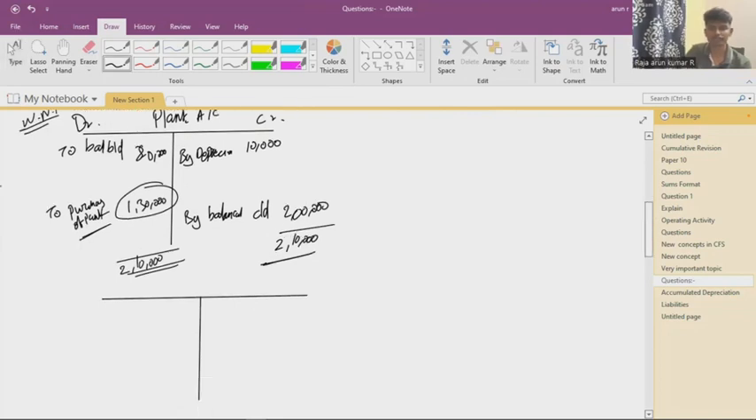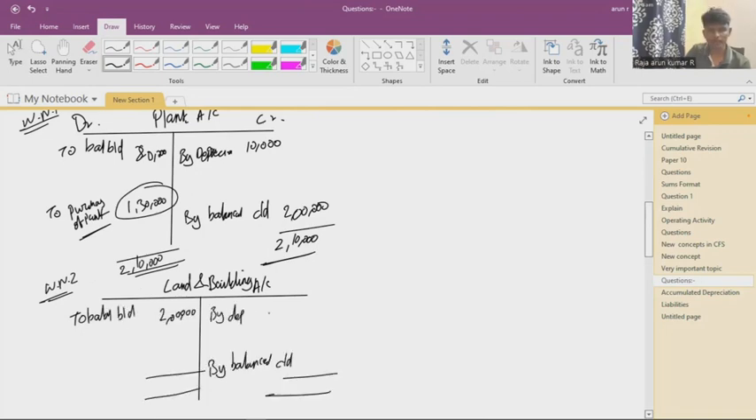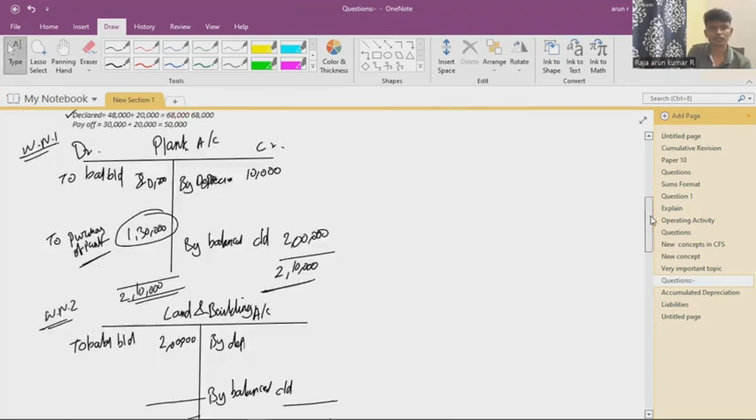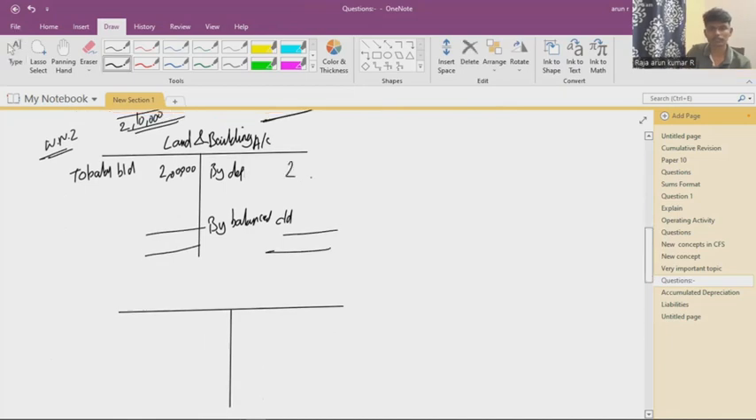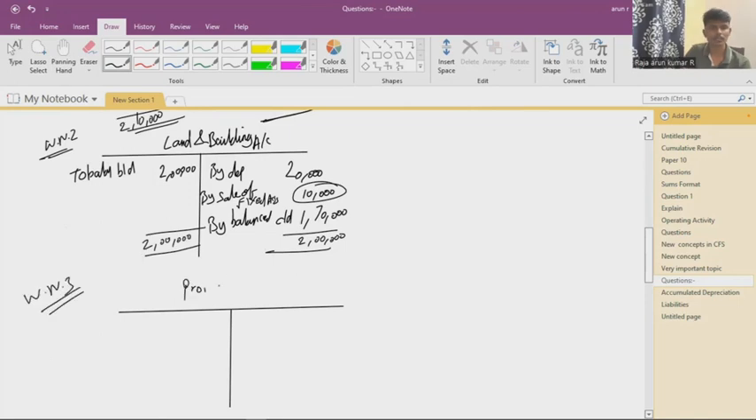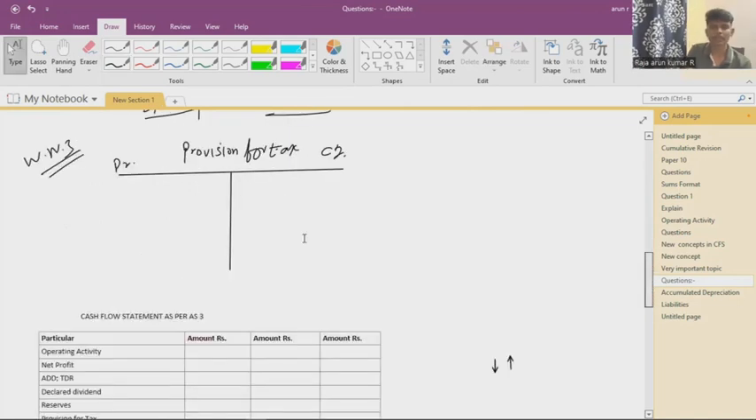Working note 2. Account. It is also opening balance on the debit side, by depreciation 20,000. Just 1 lakh is given. See, fixed asset 2 lakh. Provision is always a credit balance. Debit balance. Here it comes 50,000. The adjustment they given.